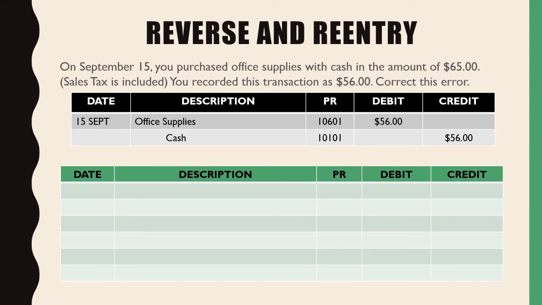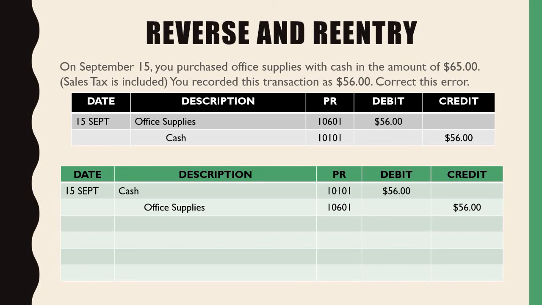So in this case, this is what you originally journalized. You originally journalized that on September 15, you recorded office supplies in cash to be $56, even though it is $65. Maybe you were tired at the end of the day and you just remembered it was one of these numbers, or you could have accidentally made a fat finger typo, right?